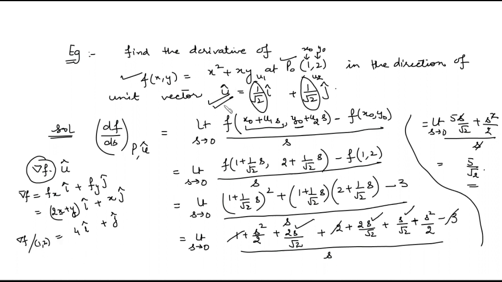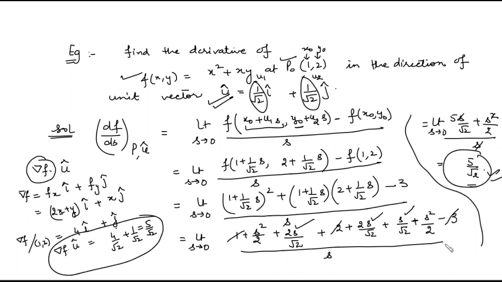This is our unit vector. So take the dot product of del f with u. We will have 4i plus j cap dot product with this. So this is 4 by square root of 2 plus 1 by square root of 2, which is 5 by square root of 2. So which is the same as this. So one can find out the derivative of the function at a point in a direction by using the limit definition or by using the gradient formula. So this is another way to find out the directional derivative of the function at any point P in a direction u cap.